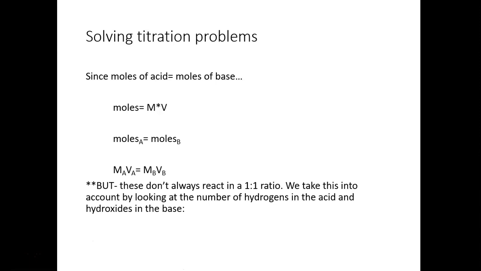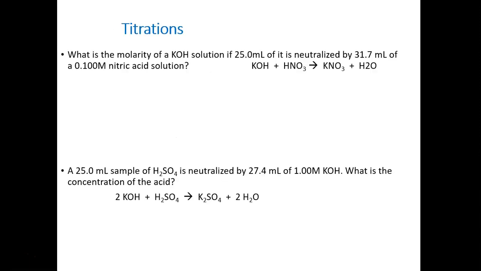However, the acid and the base don't always react in a 1-to-1 ratio, okay? So we're going to take this into account by looking at the number of hydrogens in the acid and hydroxides in the base. So the number of hydrogens times the molarity of the acid and the volume of the acid is equal to the number of hydroxides times the molarity of the base and the volume of the base. So let's look at one example together, and then I'll have you pause and do one on your own.